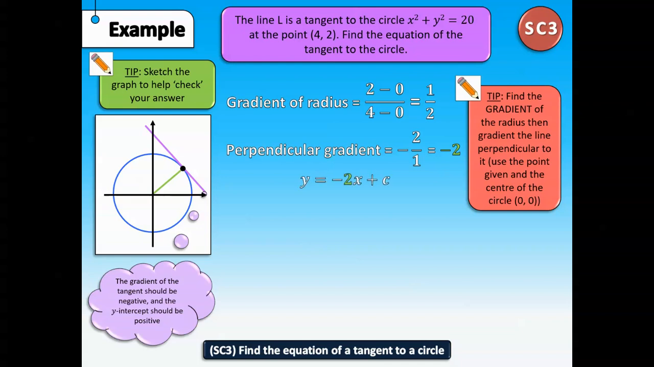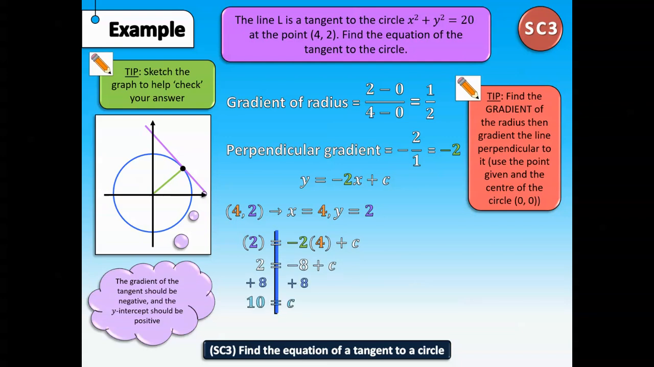So we can substitute that into the equation of a line, which is y equals minus 2x plus c. So now we just need to work out c. Well, we know the tangent goes through the point 4, 2, so we can substitute those numbers into the equation of our line. So x equals 4 and y equals 2. So 2 equals minus 2 times 4 plus c. So c must be 10. So the equation of our line is y equals minus 2x plus 10.